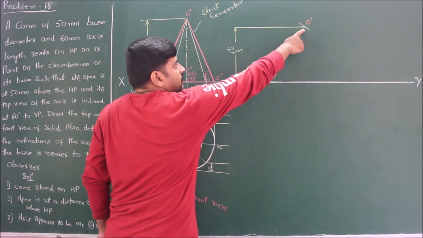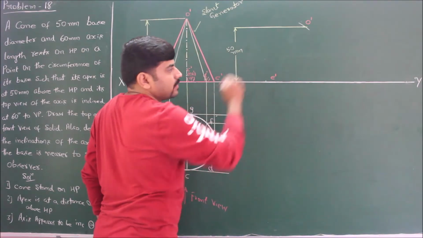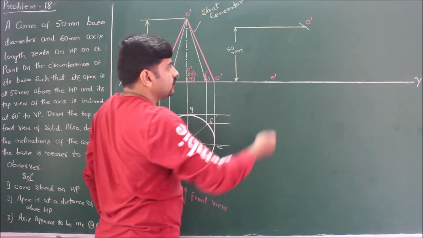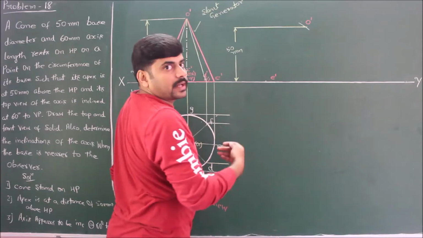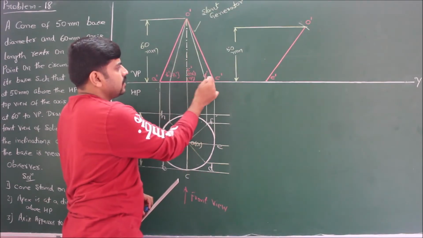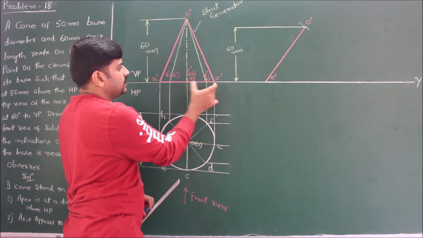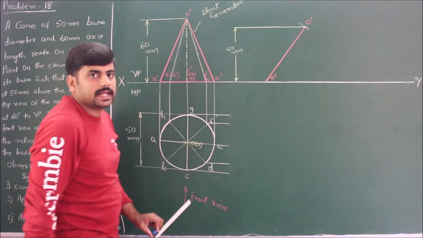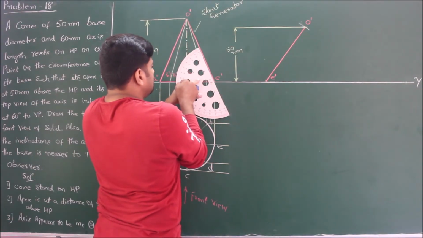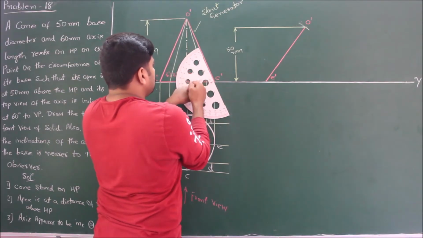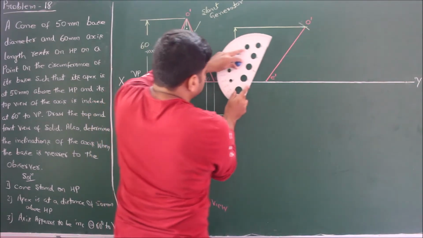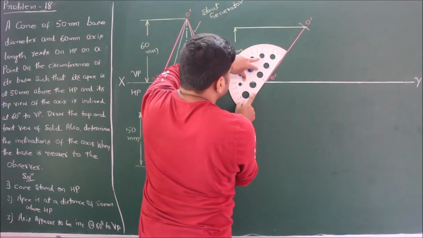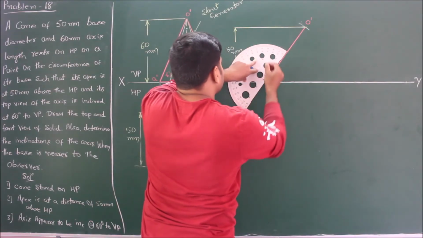The apex of the axis is at a distance of 50 mm above the horizontal plane. Now join E prime O prime. To transfer this base, measure the angle of inclination of this base with respect to the slant generator. If I measure, I'll get an angle of around 66 degrees measured counterclockwise. So transfer that inclination on the slant generator E prime O prime.